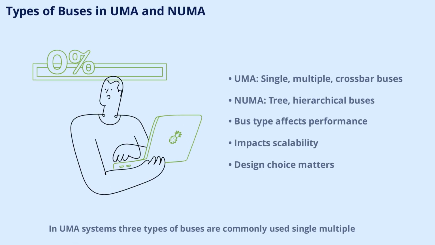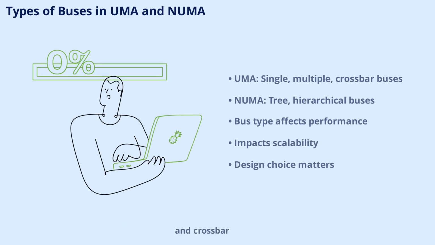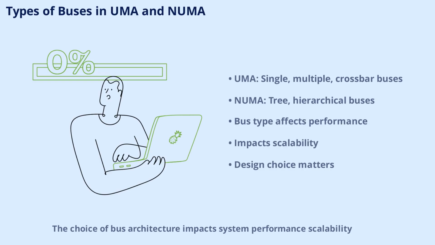In UMA systems, three types of buses are commonly used: single, multiple, and crossbar. These buses connect all processors to the shared memory pool. In contrast, NUMA systems typically use tree or hierarchical bus structures to connect memory nodes and processors. The choice of bus architecture impacts system performance, scalability, and complexity. Understanding these bus types helps in designing systems that balance cost, performance, and scalability according to application needs.